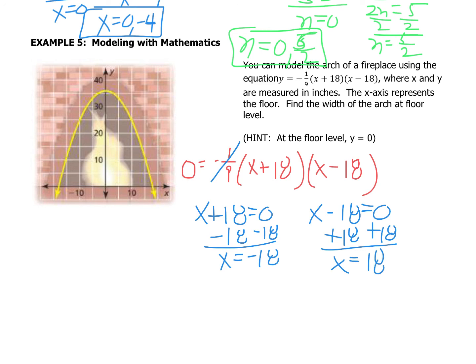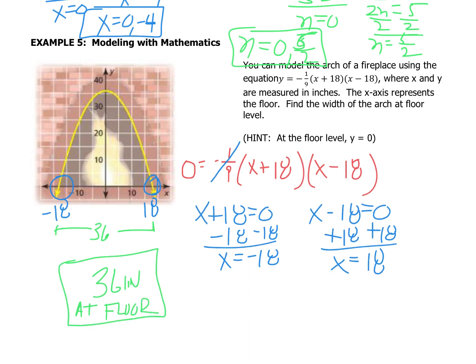So once I've done this, I now know that this x value is 18. This x value is negative 18. So with that in mind, I know that we have a width of 36 inches at the floor level. And that's where we're going to be seeing harder equations coming up that we need to be able to factor, using our zero product property to help find solutions.